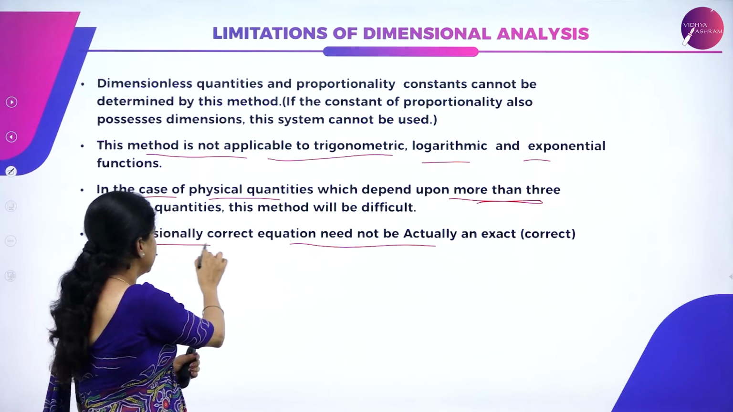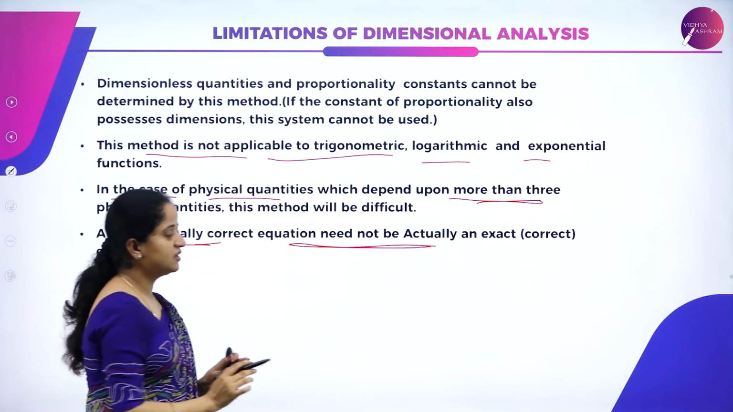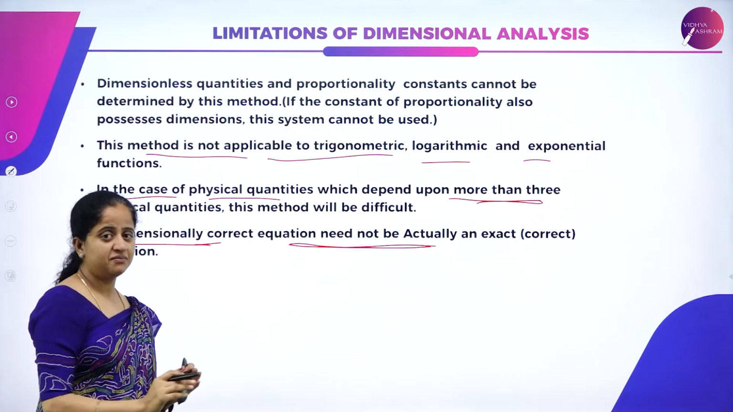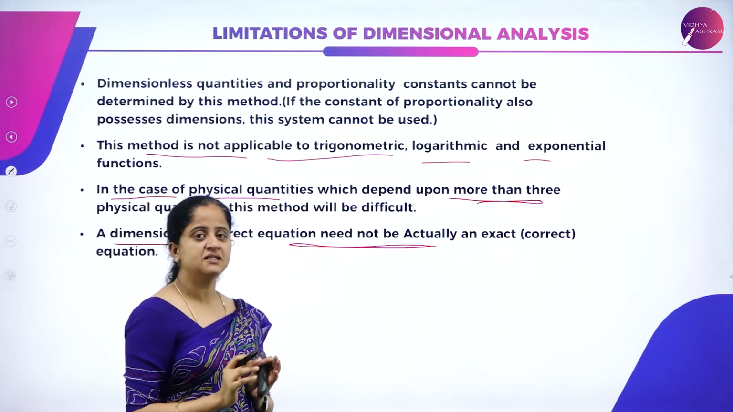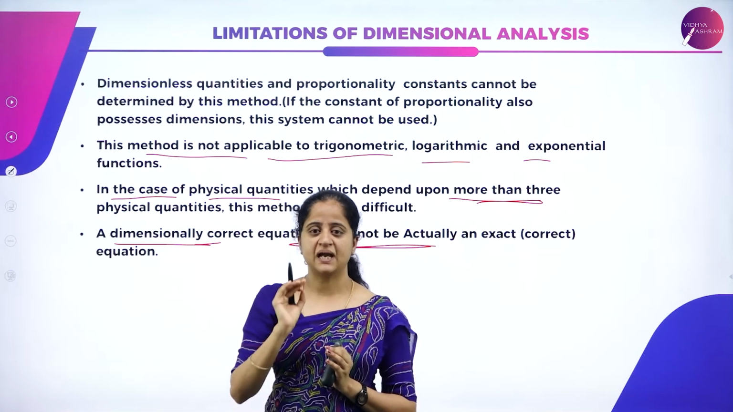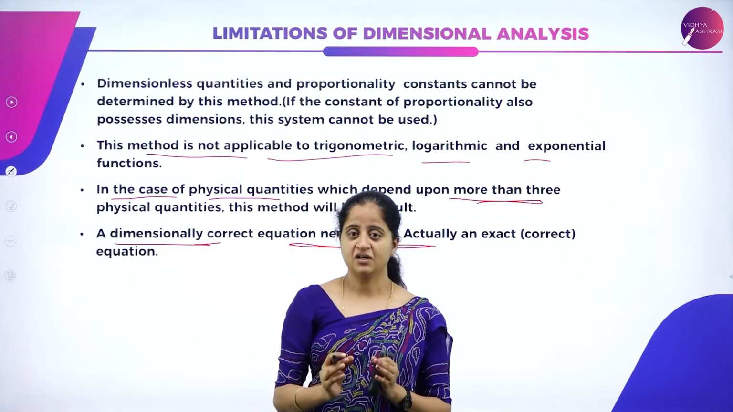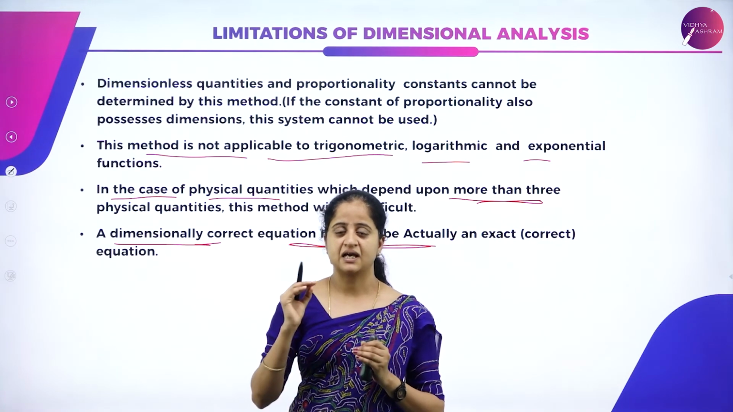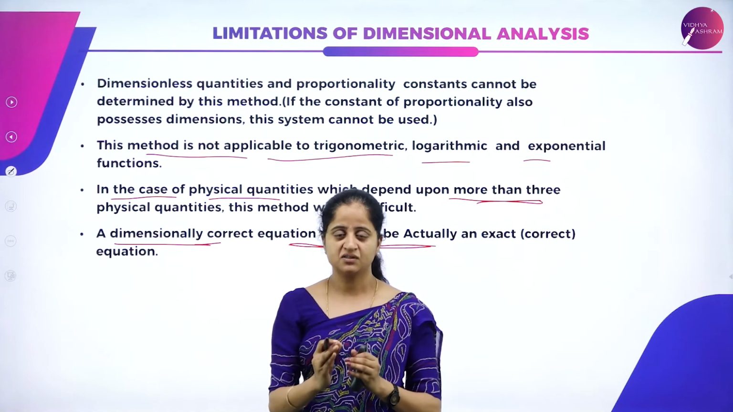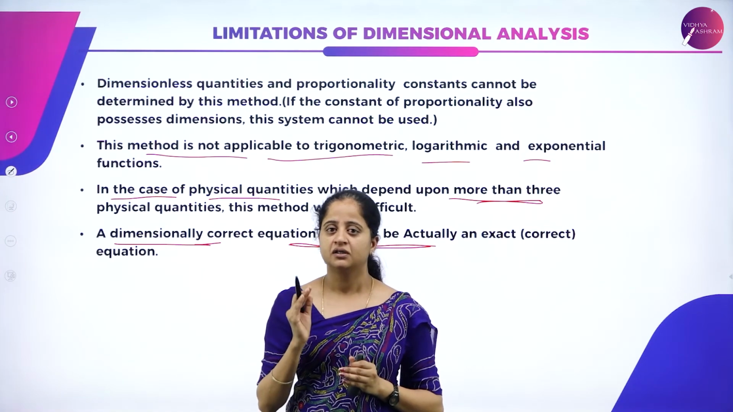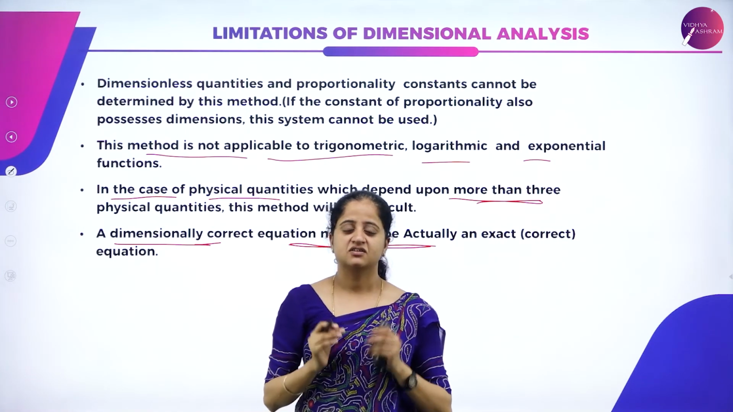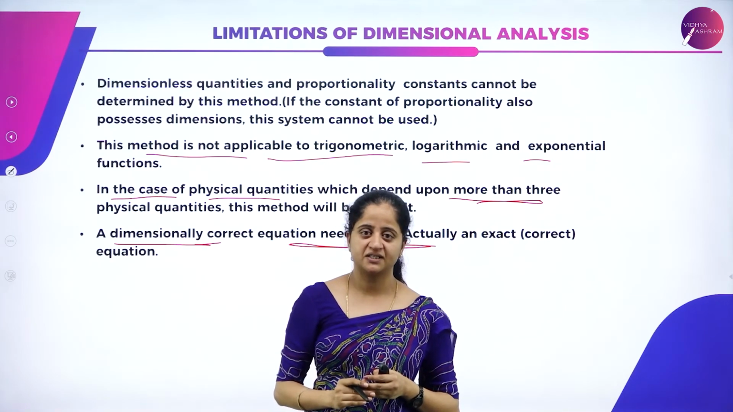A dimensionally correct equation need not actually be an exact equation, which means dimensional analysis tells us whether the equation is dimensionally correct or not. It cannot say that the given equation is absolutely correct or not. So that is one of the major drawbacks of dimensional analysis. So this completes the chapter Units and Measurements.